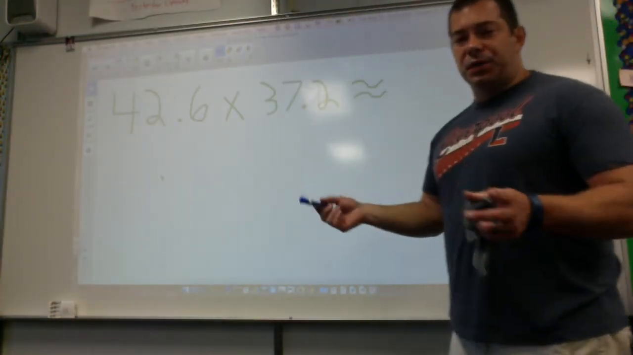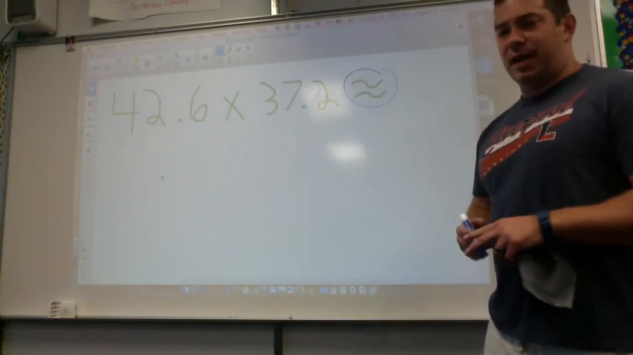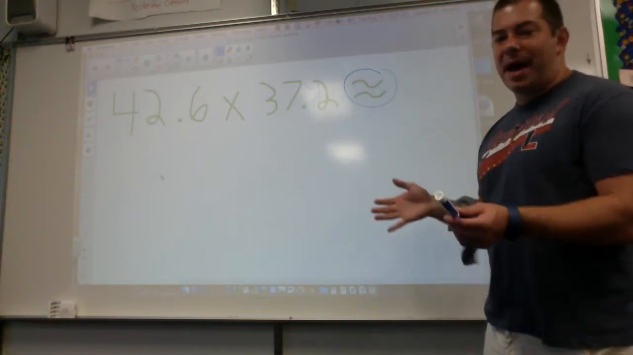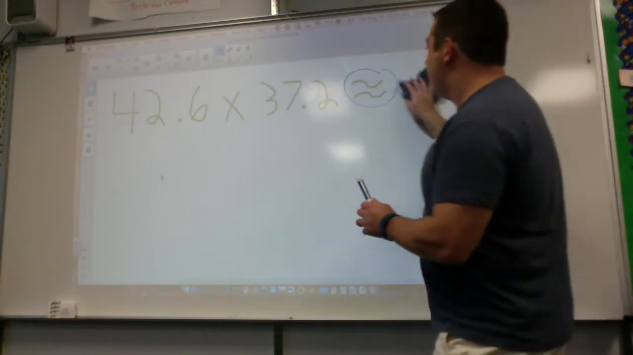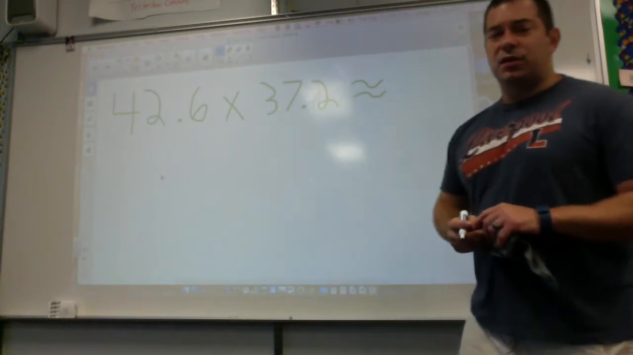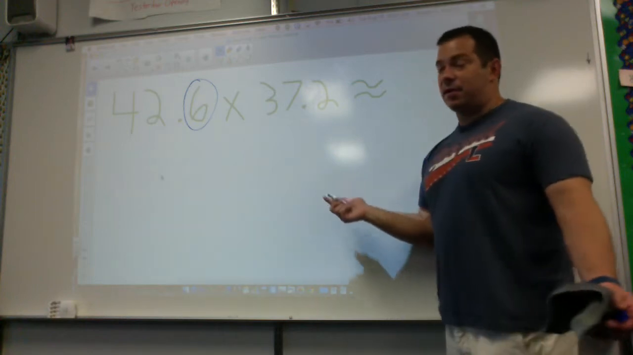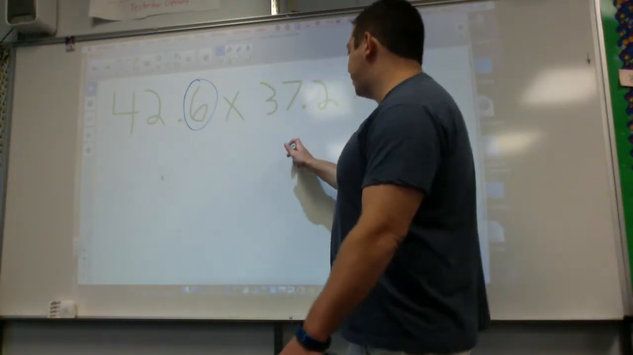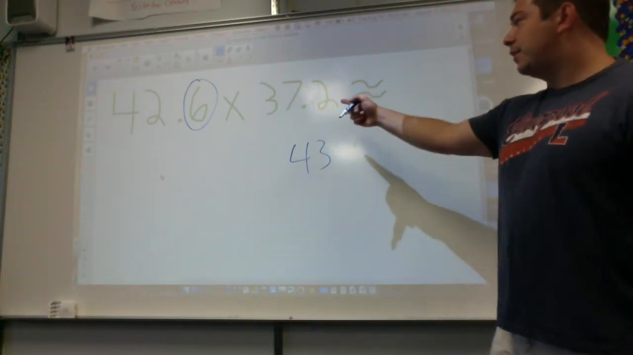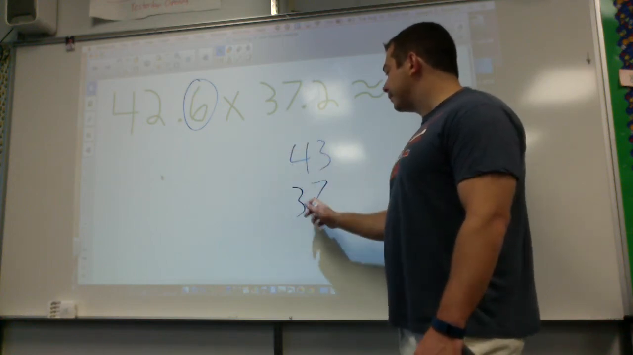One thing I want to point out, because you'll see this in your books, this is not an equal sign, it is an about sign. About, alright? So if you see like a squiggle equal sign, it means about. That means to estimate or round. And let's do it. And let's make it vertical, of course. I'm going to round these to the nearest whole number. Okay, so this 6 is above 5, 5 or above, so that number will be 43. That 2 is below 5, so that 7 will stay the same. So that'll just be 37.